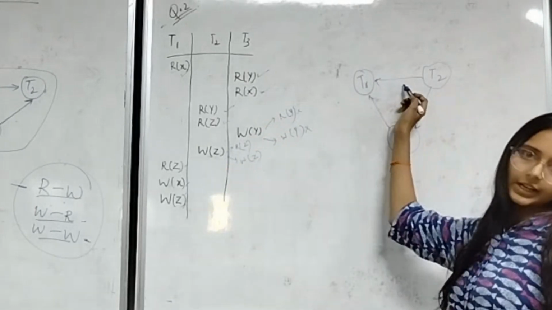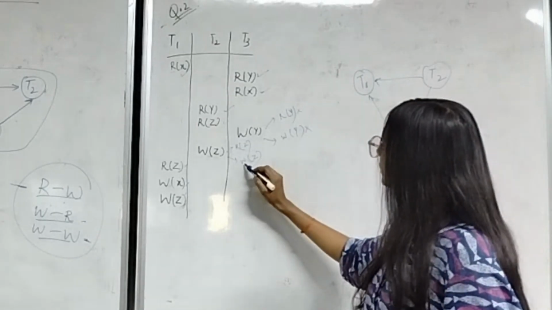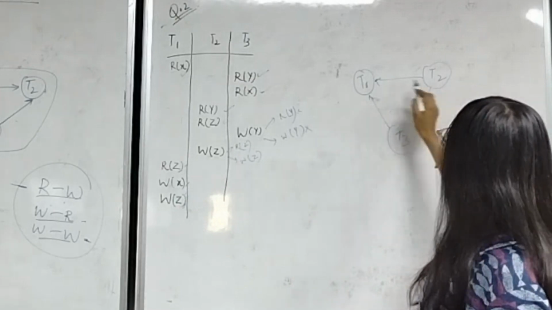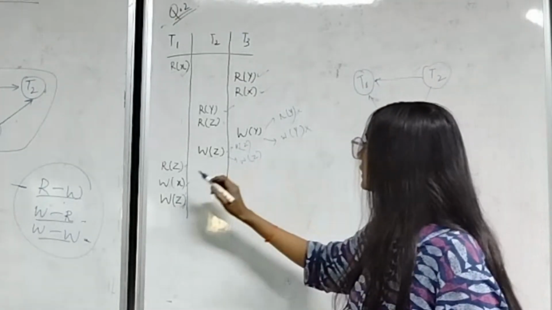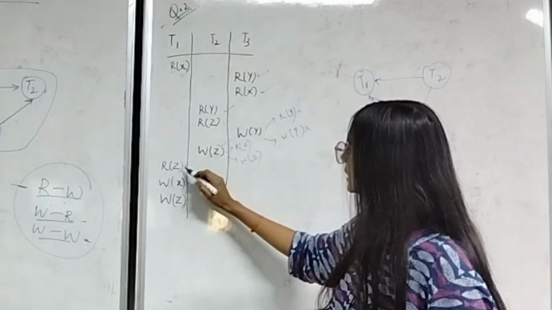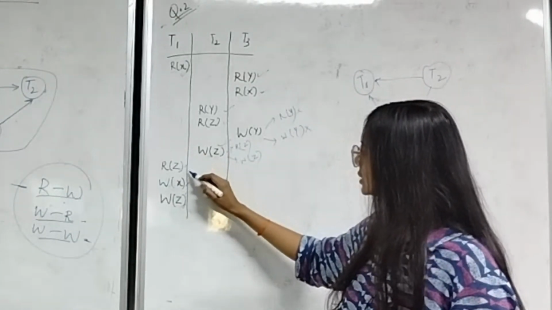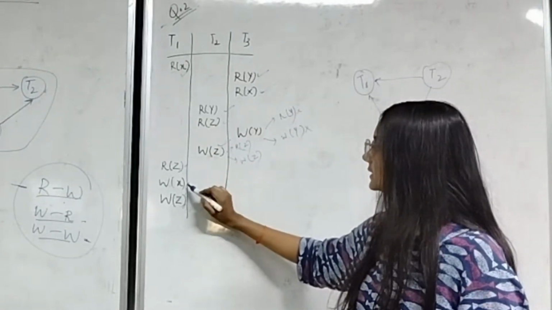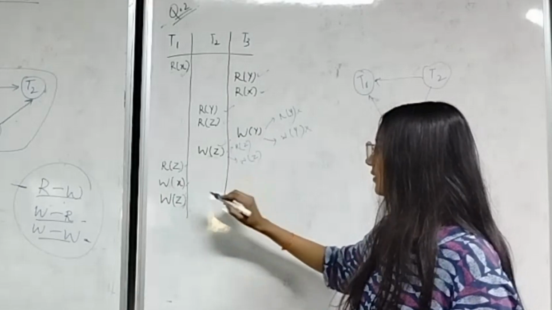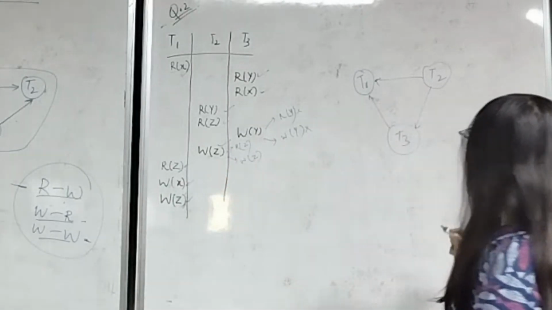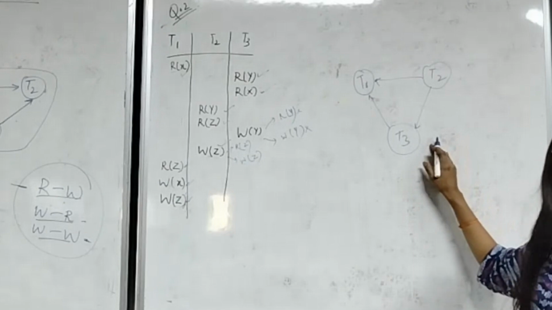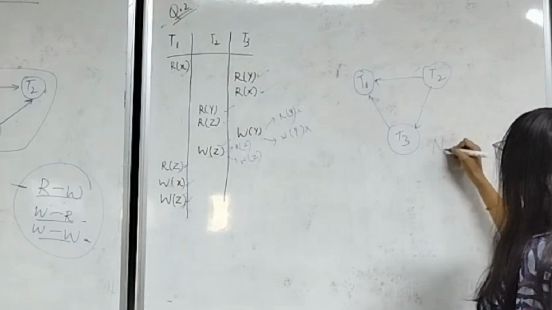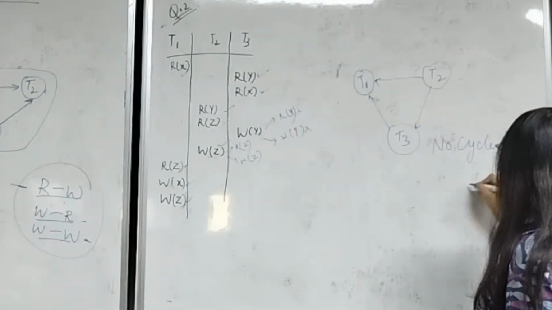We have read of z right here, so there will be an edge from T2 to T1. There we already have an edge right here, so we'll not override. We'll check for W of z. We again have write here in T1 from T2 to T1. No override. Next we'll check for read of z operation. There will be no conflict as it is in its own transaction only. Next, W of x, no conflict. So we have checked all these. In this precedence graph, we have found that there is no cycle, that is, no cycle and no loop.